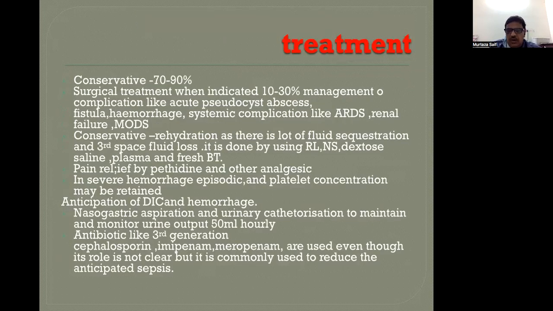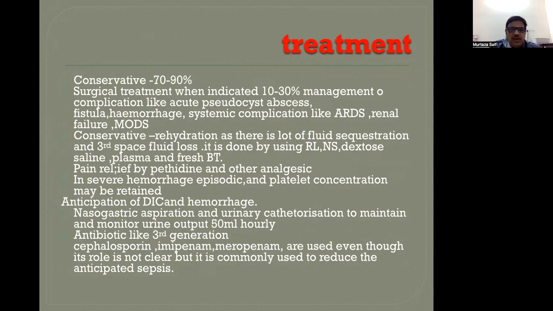Now come to the treatment. It's very important, everybody must know. Treatment: 70 to 90% is conservative treatment. Conservative, we mainly do ABC, EDF: A, airway, B, breathing, C, circulation, air, fluid, antibiotic, and all that. Conservative, 70 to 90%. Surgical treatment when indicated, 10 to 30%, for management of complications like acute pseudocyst or abscess, fistula, hemorrhage, and systemic complications like ARDS, kidney failure, and multiple organ dysfunction.